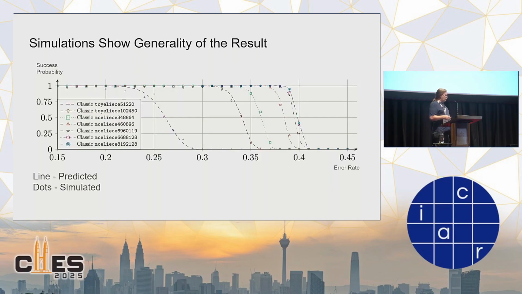And to show that these results generalize, we also ran some experiments, not on real hardware, but on simulated traces, simulated leaks. And we see that our actual analysis that I didn't show you here corresponds very well to the experimental data. So the lines are our prediction for how the algorithm behaves, and the dots are the actual simulation from our algorithm applied to simulated leaks.